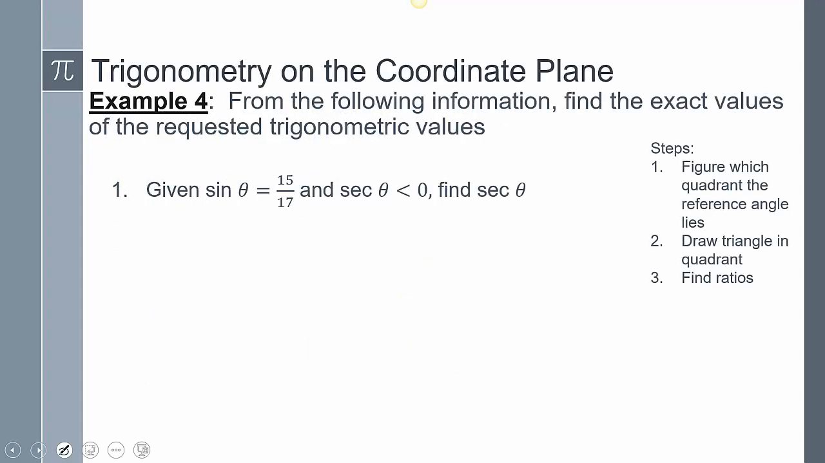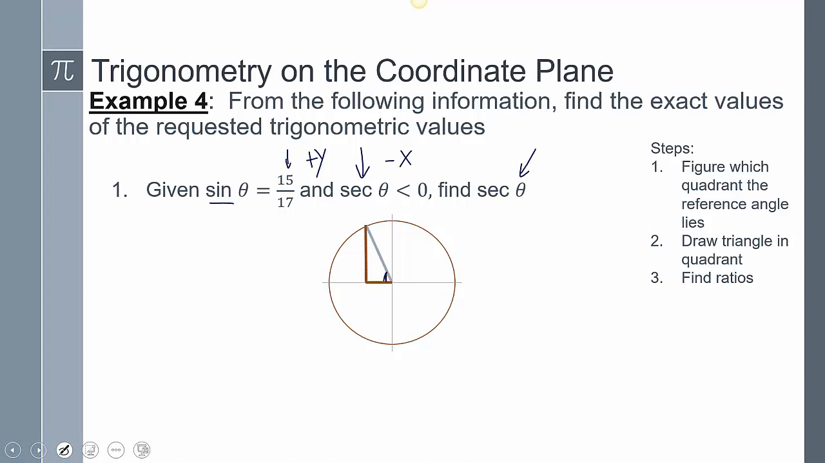So the next part says, from the following information, find the exact values of the requested trig values. So it gives us a ratio. It gives us a little bit more information about how my ratio interacts with the quadrant, with the coordinate system. And it's going to ask us specifically to find, in this case, secant theta. So I need to figure out which quadrant I'm going to put this in. I know that it says that my sine is positive, so I know that my y is positive. It says my secant is negative, so I know that my x is negative, and so that's going to be in quadrant number 2.